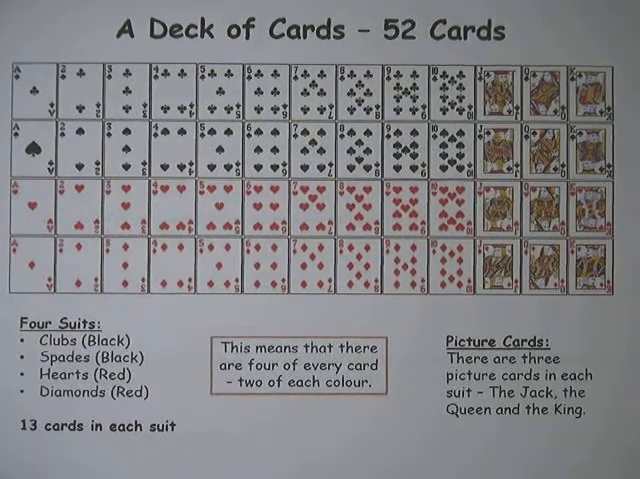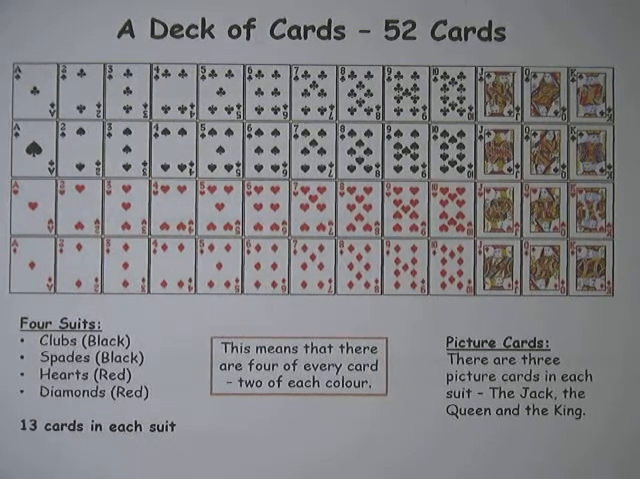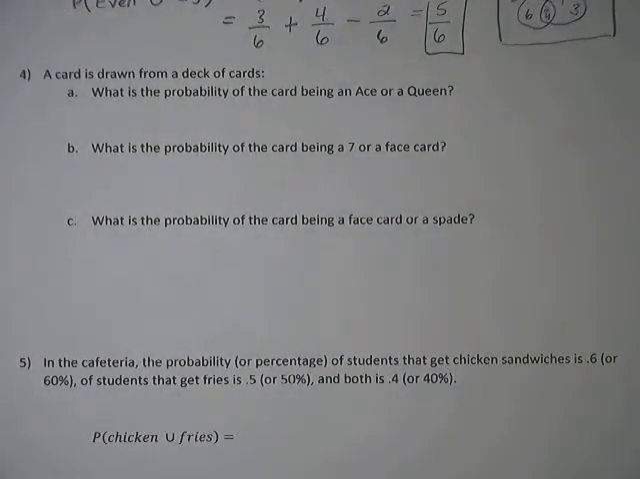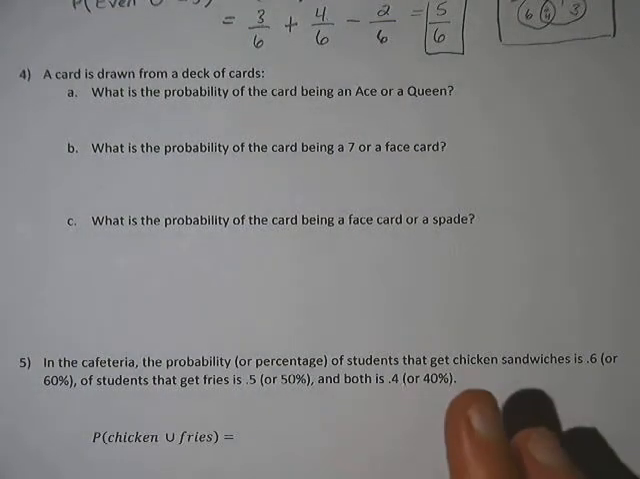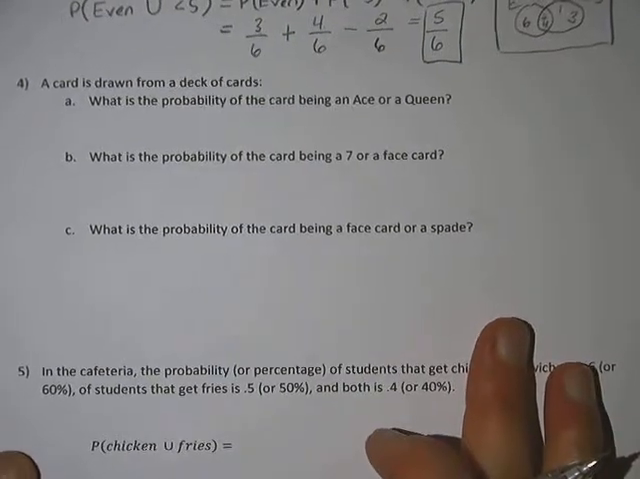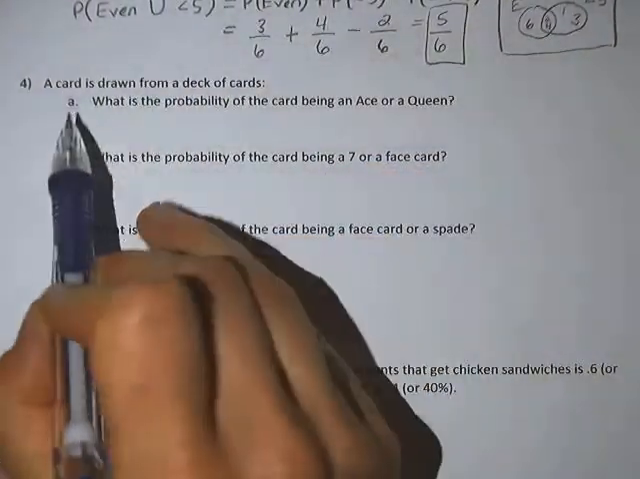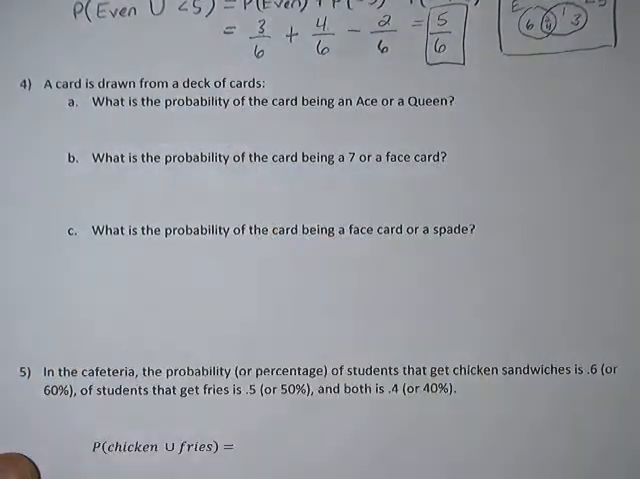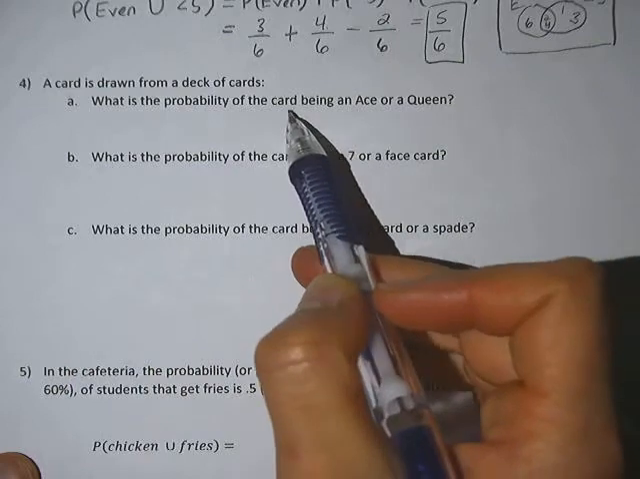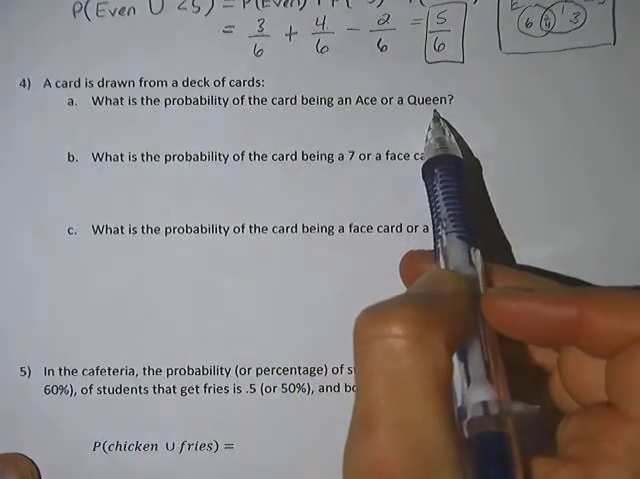And so if you need to pull this out to see the video so that it makes sense, then you can do that. All right. But we're going to do some problems with cards because I feel like this is a good way to explain this as well. So let's say a card is drawn from a standard deck of cards. Part A says, what is the probability of the card being an ace or a queen?